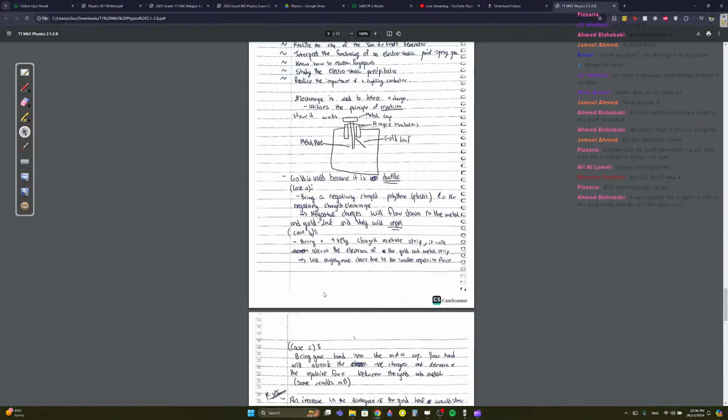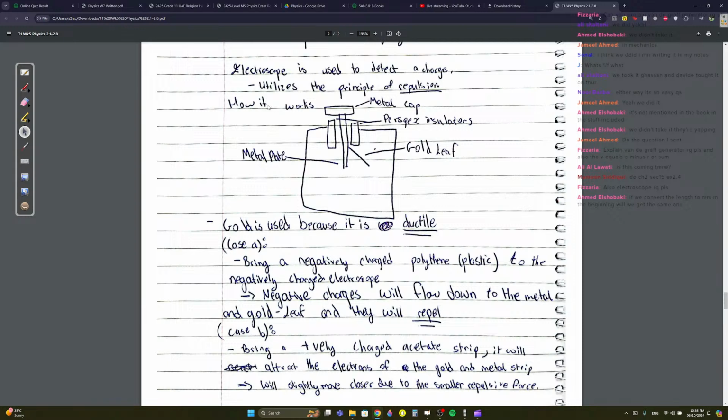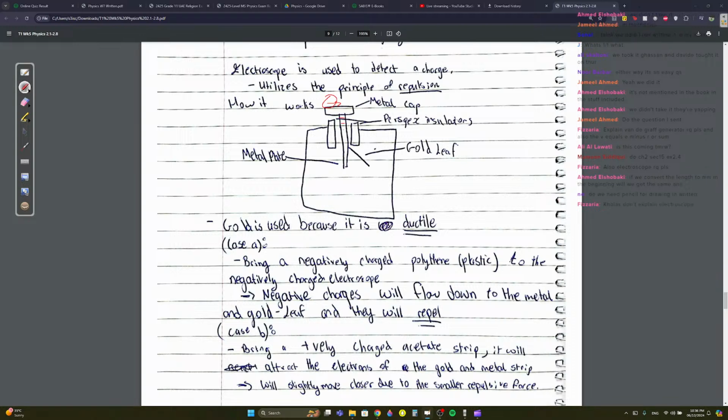Okay, all you need to know for the electroscope is that it utilizes the principle of repulsion. How it works is that when you get any charge here, the charges of that object, let's say I have a negative charge object, those negative charges are going to flow down here and charge the metal plate that's over here, the charge that you gave here, negative. And if the electroscope is originally negative, that means you're going to have negative, negative, and the gold leaf will repel. But sometimes they might tell you that the electroscope is originally positive.